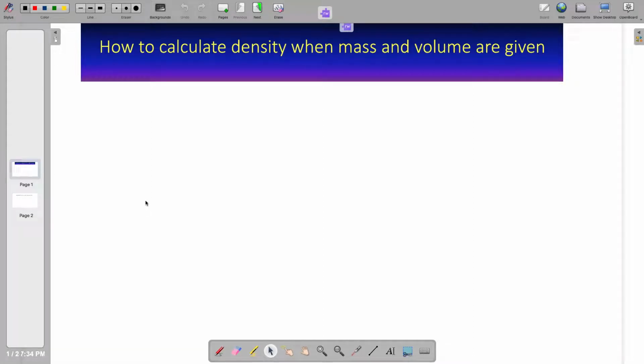In this lesson, we want to learn how to calculate the density of an object when a mass and volume are given. So to solve such problems, you have to always recall the density formula. So let's go ahead and read the problem.